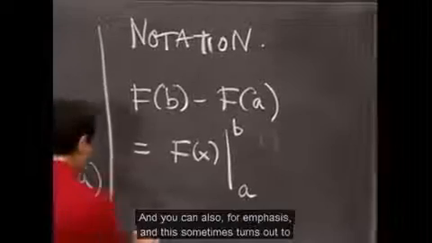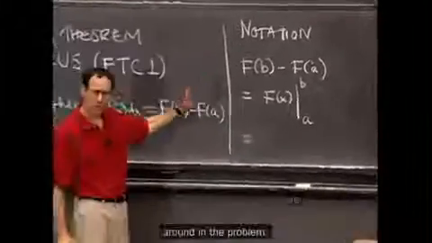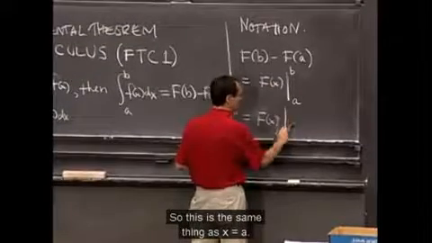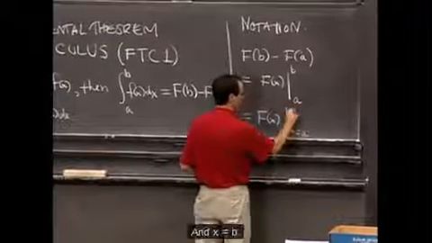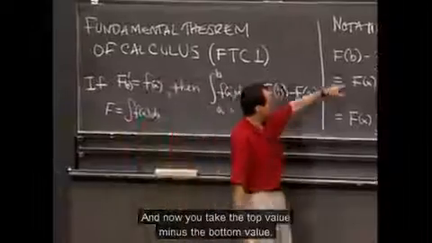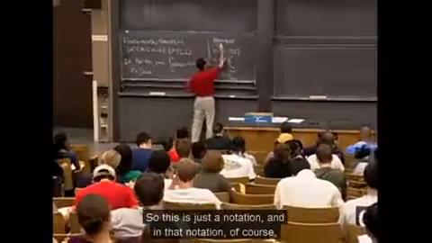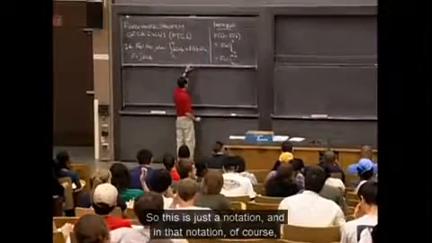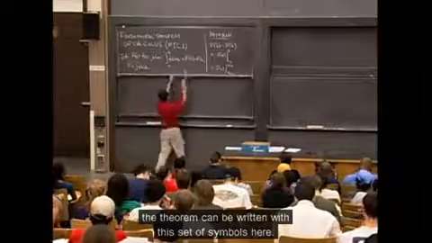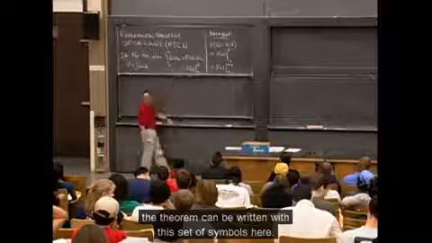And you can also, for emphasis, and this sometimes turns out to be important when there's more than one variable floating around in the problem, specify that the variable is x. So this is the same thing as x equals a and x equals b. It indicates where you want to plug in, what you want to plug in. And now you take the top value minus the bottom value. So F of b minus F of a. So this is just a notation. And in that notation, of course, the theorem can be written with this set of symbols here equally well.